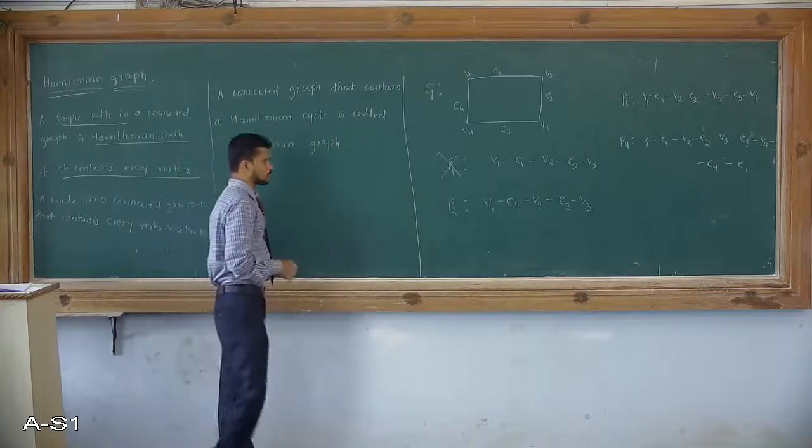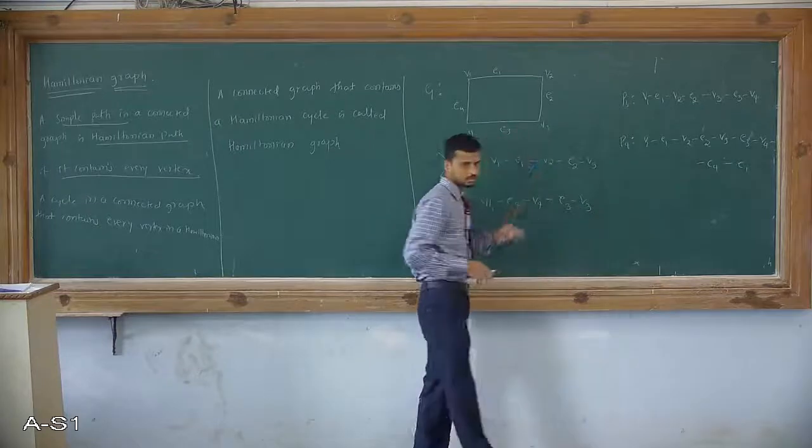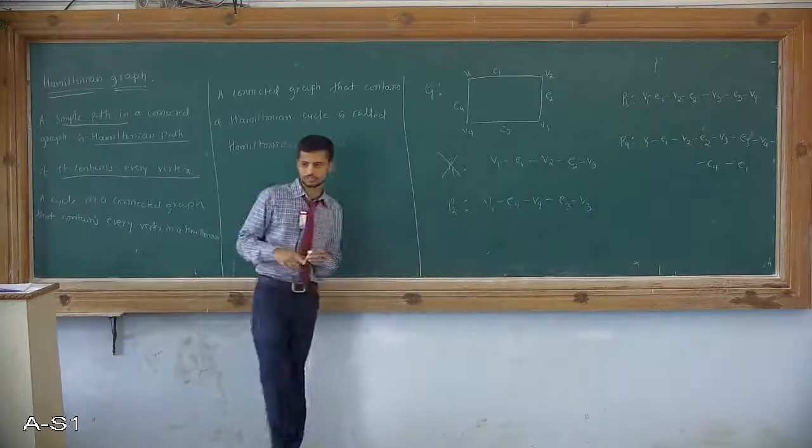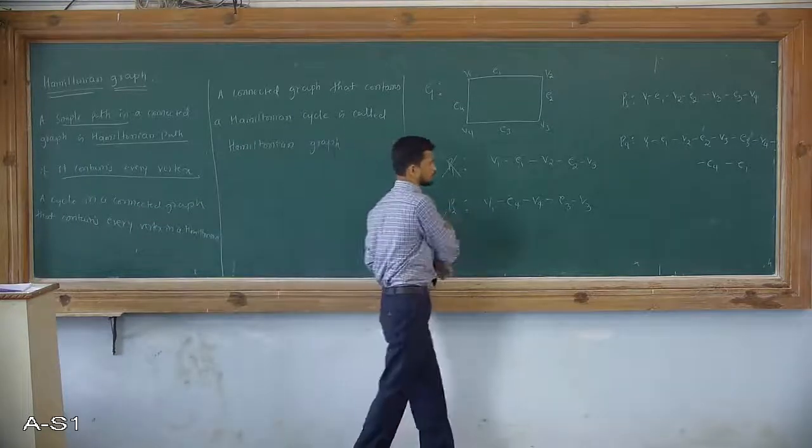What about P2? V1 is there, V4 is there, V3 is there. V2 is missing. So according to the definition, every vertex should be present in a path. So therefore, P2 is also not Hamiltonian.